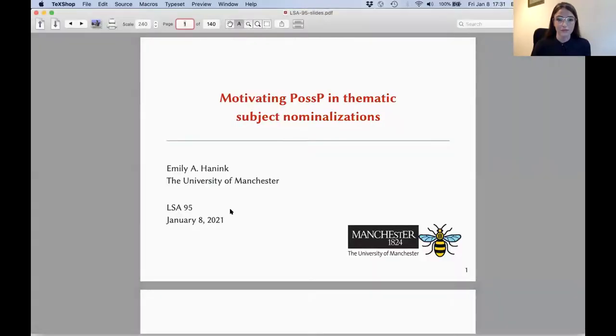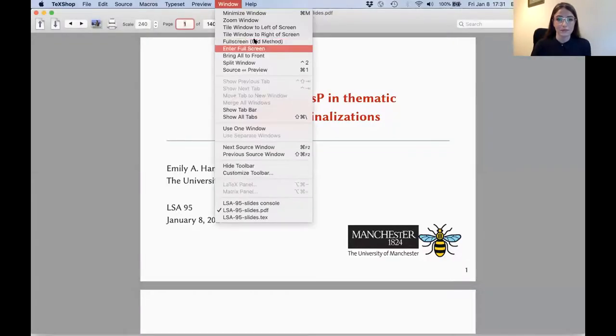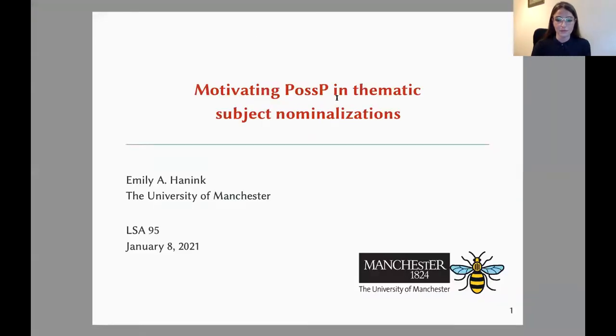And the next talk is now Emily Henning from the University of Manchester, which is not so far from here, from Berlin. And her talk is about motivating possessive phrases in thematic subject nominalizations. Please go on, and thank you once again, Xenia Hershova, for your wonderful talk. I didn't mention a lot about you, that you come from Stanford and so on, because we don't have enough time for this, but people can just follow the homepages of these people who are presenting. Thank you.